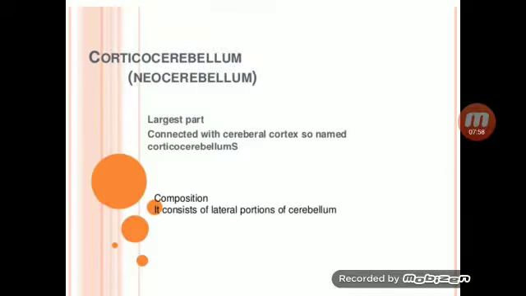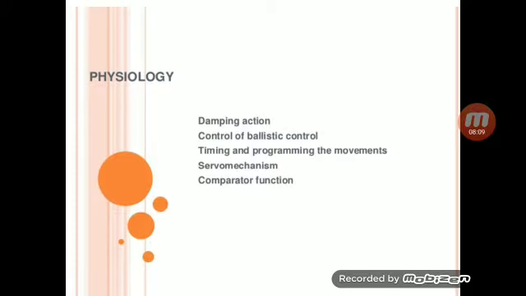Corticocerebellum is the largest part, connected with the cerebral cortex, hence the name corticocerebellum, and it mainly consists of the lateral portions of the cerebellum. Its main function is damping action, control of ballistic movements, timing and programming of the movements, servo mechanism, and comparative function.